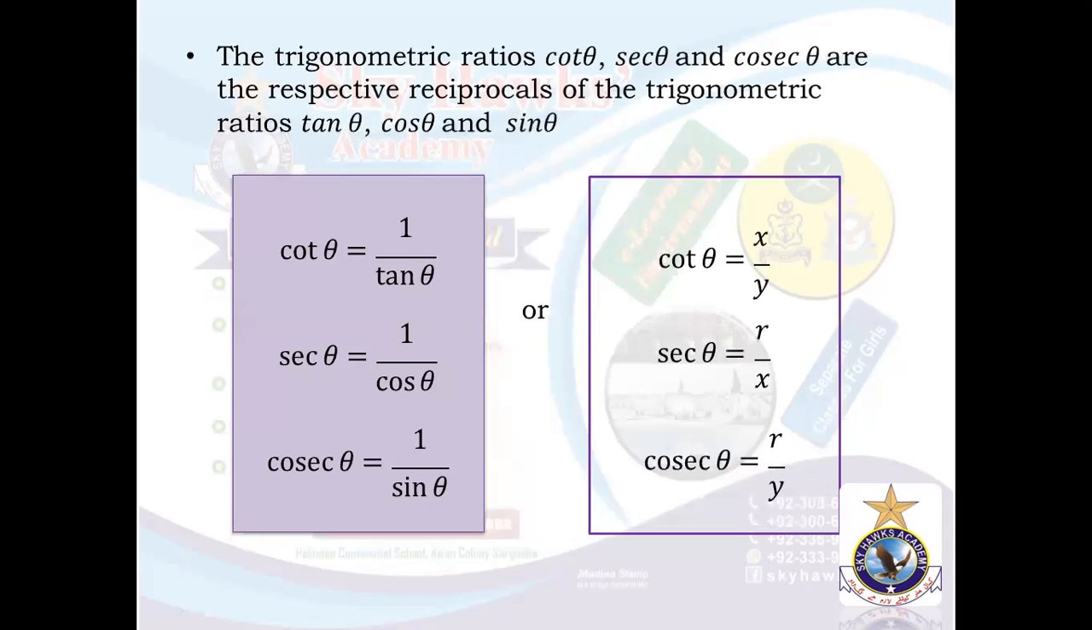So we can just match this. The cot theta is x over y, the reciprocal of the tangent. Then the secant theta is the reciprocal of the cos theta, that is r over x, and cosecant theta is r over y, the reciprocal of the sine. I'm sure that you will keep all these things in your mind all the time.